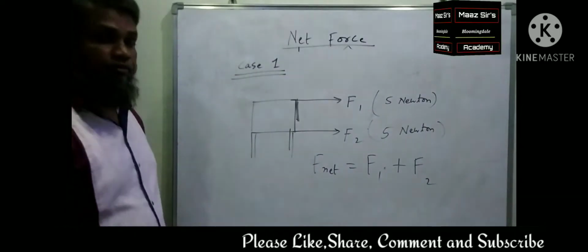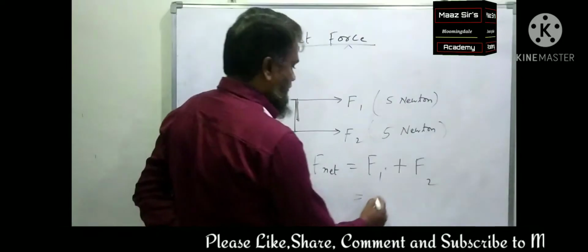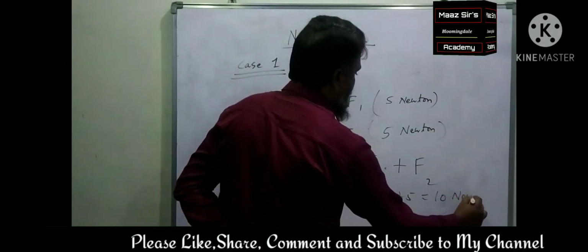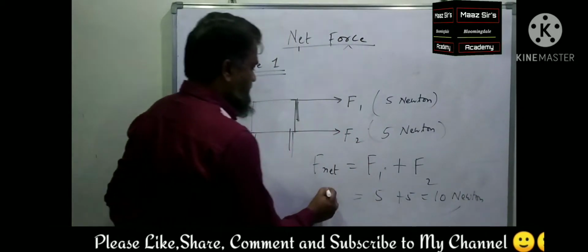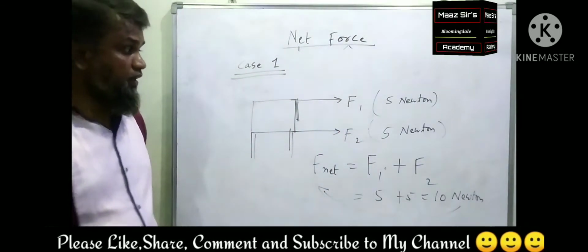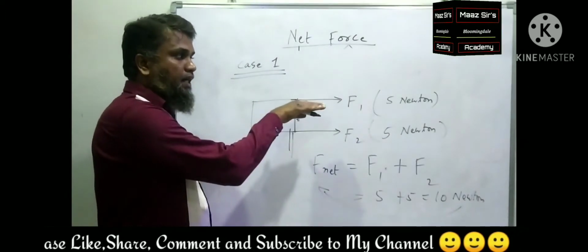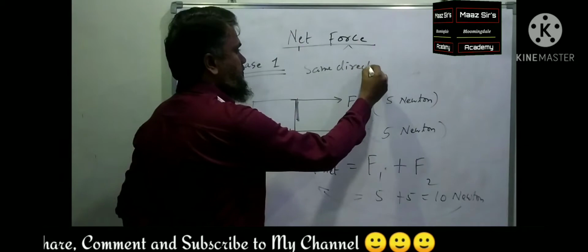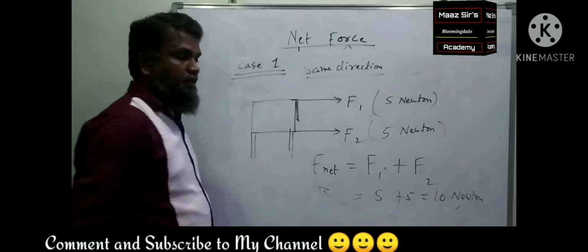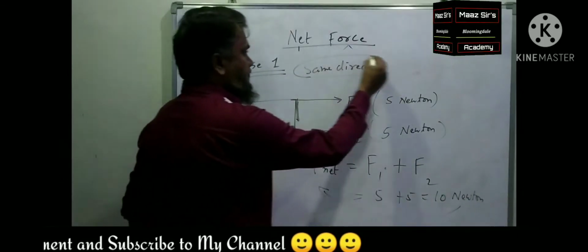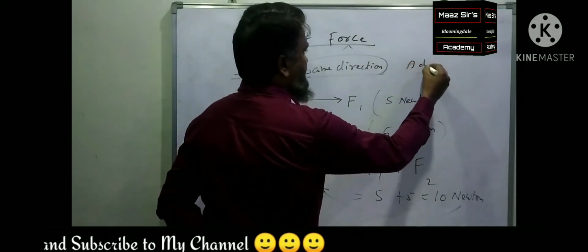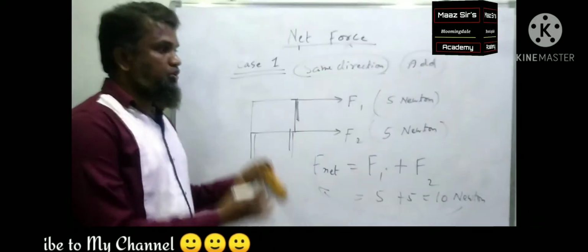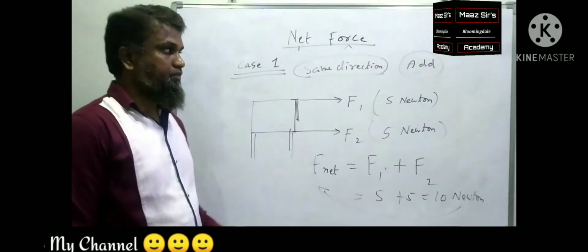So what is the net force here? You can say 5 plus 5, 10 Newton. So the net force is 10 Newton when the forces are acting in the same direction. Is it clear? So whenever the direction is the same, we have to add both the forces. Is it clear? So this is case 1.